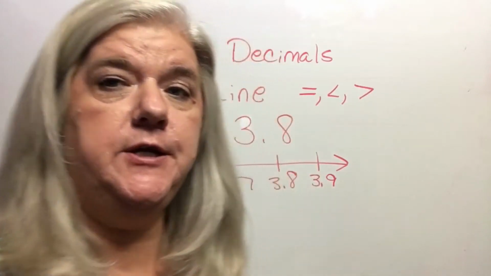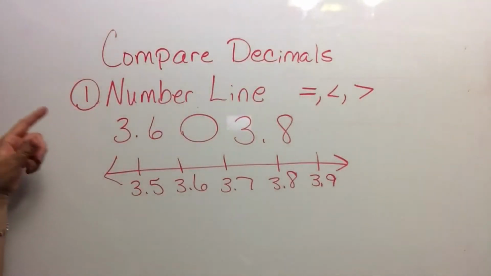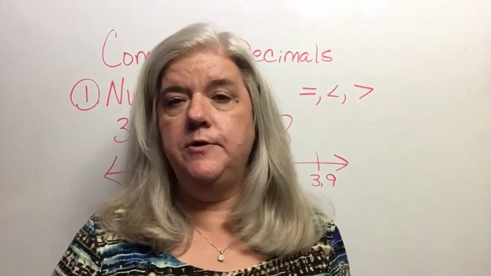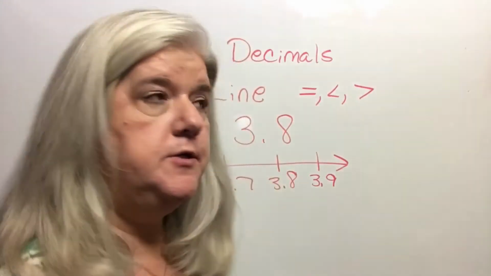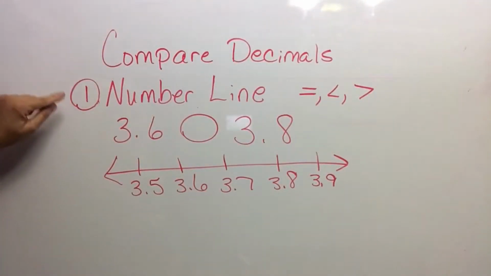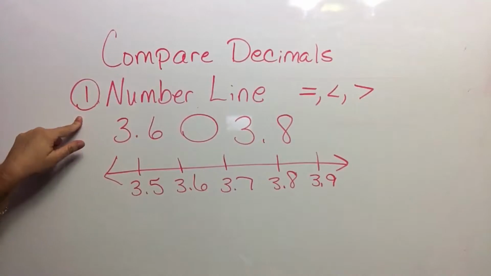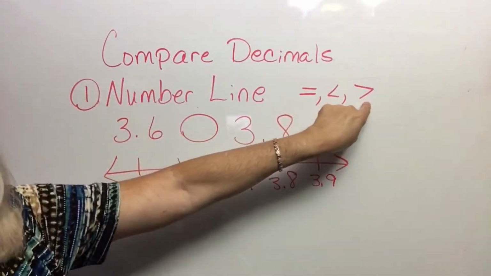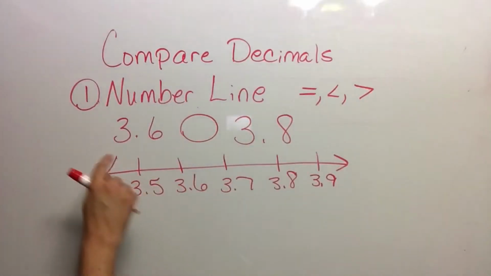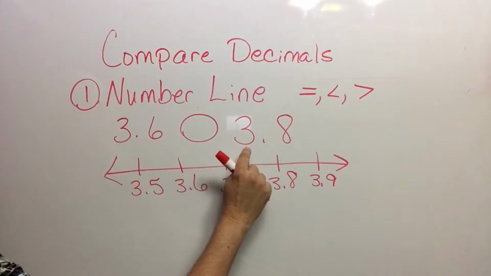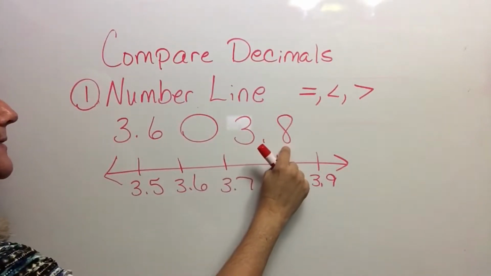We have just a few things to put in our math notebook today. We've talked about comparing whole numbers. It's very similar to how we compare decimals. So let's take a look. To compare decimals, we can use a number line. And remember, we had the equal sign, less than, and greater than. So I want to compare 3 6/10 to 3 8/10.